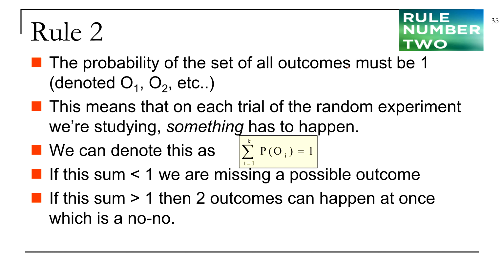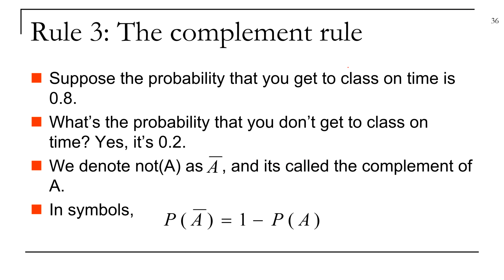Rule 2 is that all the outcomes of our sample space have to sum up. The probabilities of all the outcomes have to sum to 1. If it's less than 1, we're not exhaustive, we've missed an outcome. If the sum is larger than 1, we're not mutually exclusive. Two things can happen at the same time, and that's also a no-no.